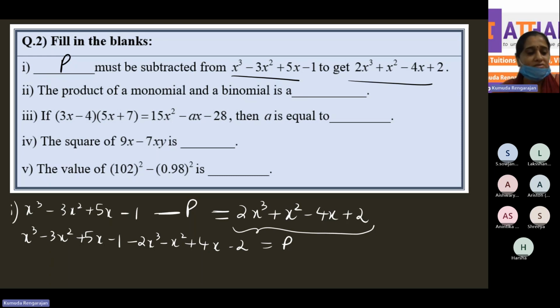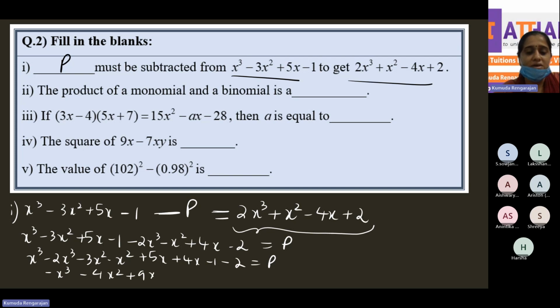Now x cubed minus 2x cubed. If you want, you can collect the like terms: x cubed minus 2x cubed, minus 3x squared minus x squared, plus 5x plus 4x, minus 1 minus 2 is equal to p, correct? Now what is x cubed minus 2x cubed? Minus x cubed minus 4x squared plus 9x minus 3 is equal to p. That means the required expression is minus x cubed minus 4x squared plus 9x minus 3. Let's see how many of you got this.